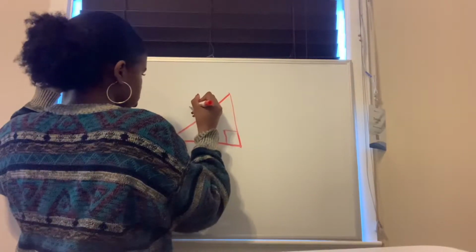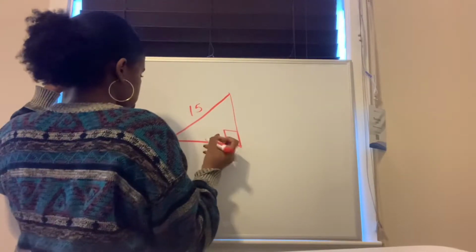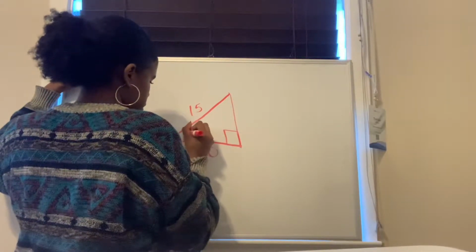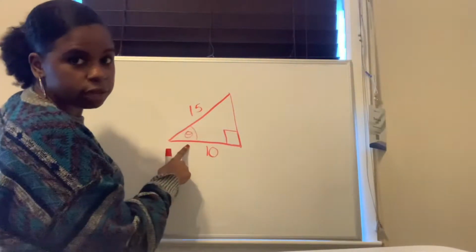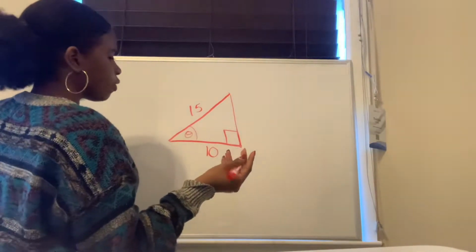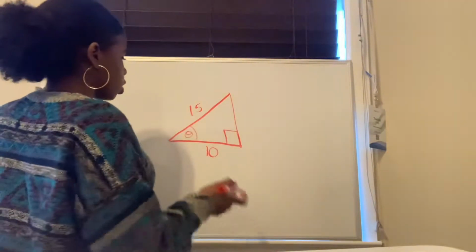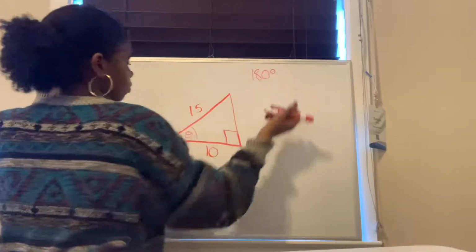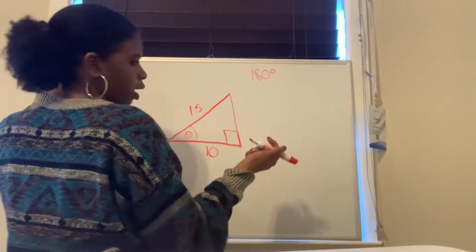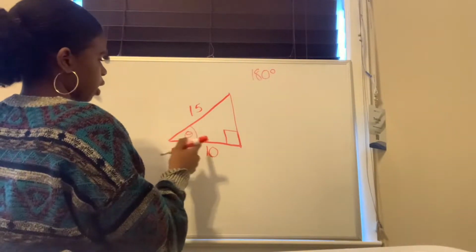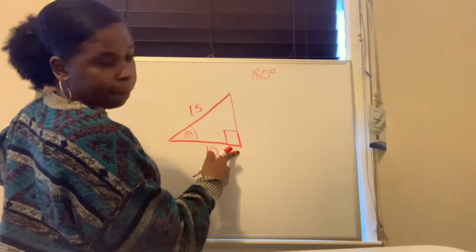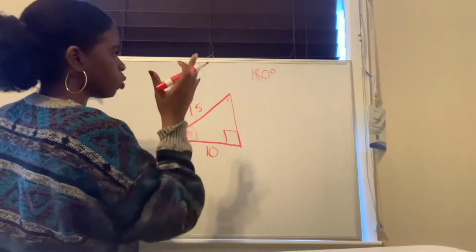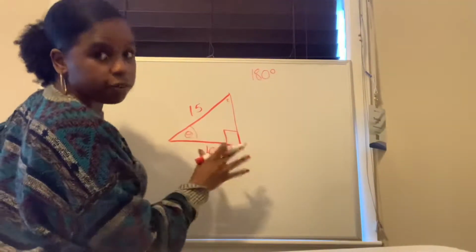Let's see, 15. I'm gonna make this one 10. And you want to find what this angle is, theta. Now, if you have some prior knowledge, you know that the sum of all these angles equals 180 degrees. Well, you can't just subtract or add this angle with this angle because you're missing this one, and vice versa. You need at least one more angle to try to find these two angles, if I'm making sense.